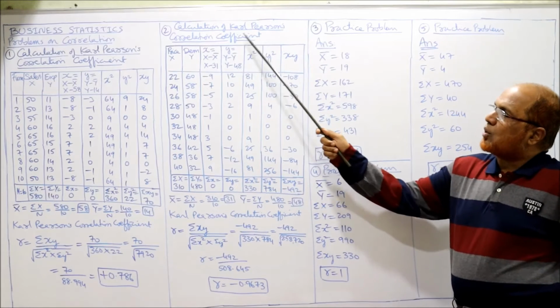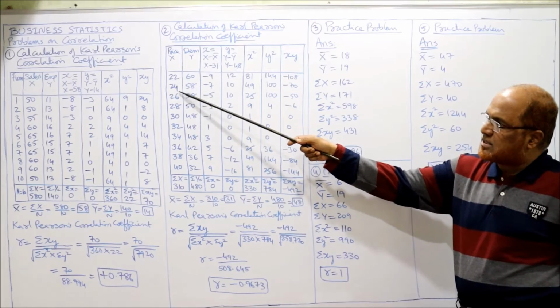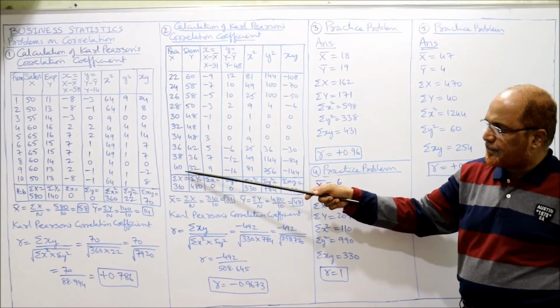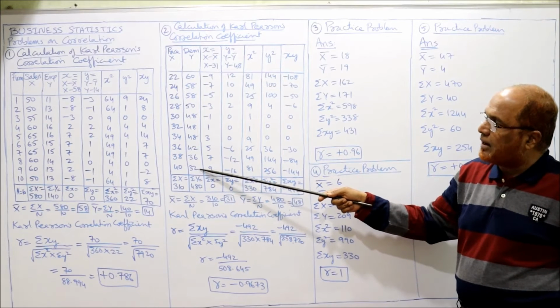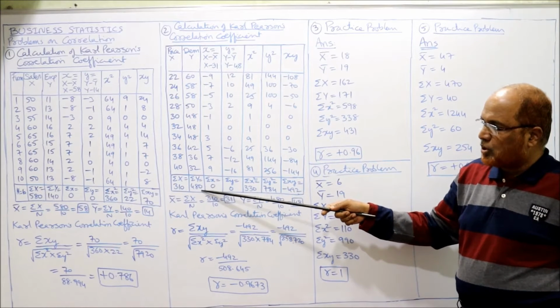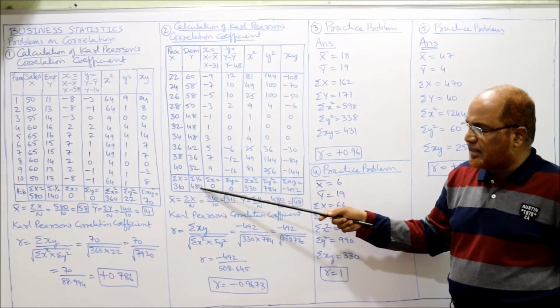Calculation of Karl Pearson's correlation coefficient. Price we have denoted as x. Problem में दे दिया, it is given 10 prices. Then demand y, 10 demand tons are given. So we got 310 summation x and 480 summation y.